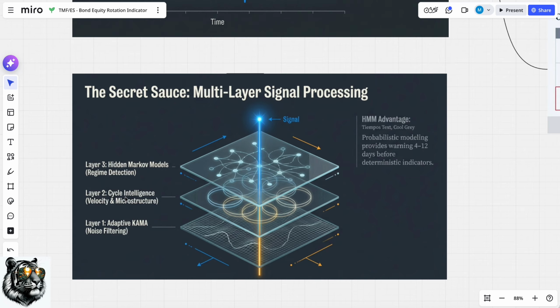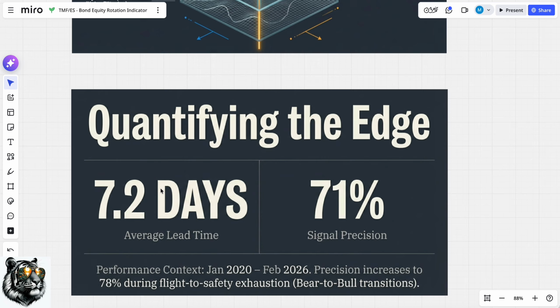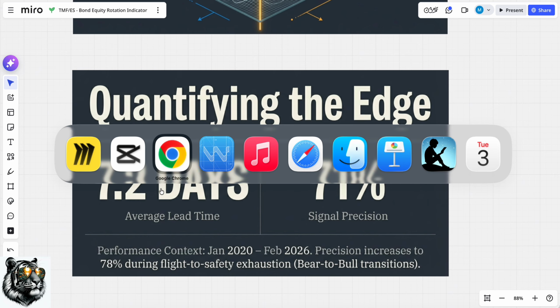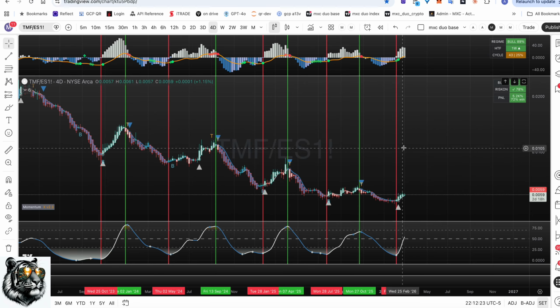So for example, when we look on a chart, and we'll do it today, at a 4 days level, it could give us between 4 to 12 days leading edge in terms of the signal. I think that's really the key on that summary. So let's shift into TradingView and take a look.